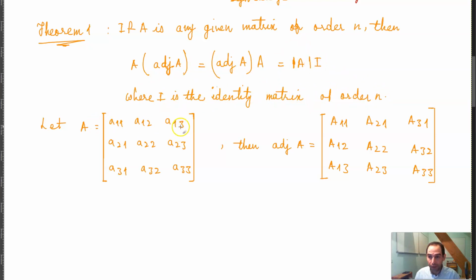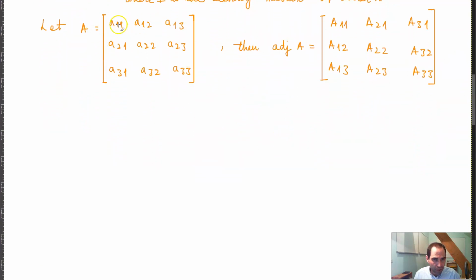Okay, where I is the identity matrix of order n, and now we want to prove it. They have written this very simple sentence here, but if you want to verify that sentence, it would probably take at least 15 minutes of matrix multiplication. Let's see if we can do that. Now if A is equal to this matrix A11, A12, A13, and so on, then the adjoint of A becomes this matrix here, where I have taken the cofactors of these elements and then taken the transpose of those.